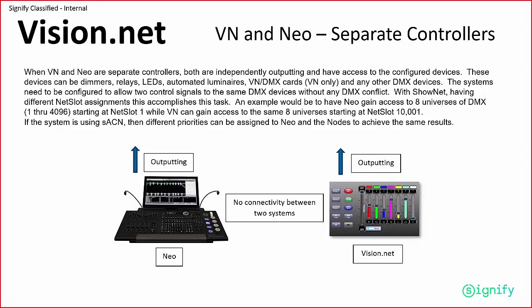So this is outlining what is typical, where you have both systems that are operating, they're outputting, you have the entire patch of the entire system in both locations. So every LED and moving light would be programmed in the Visionet as well as programmed in the Neo. You would likely have control of relays from both sides and dimmers. So this is the most traditional way of working. There's no connectivity between these two systems. They don't really know the other is there, and they're both operating independently.